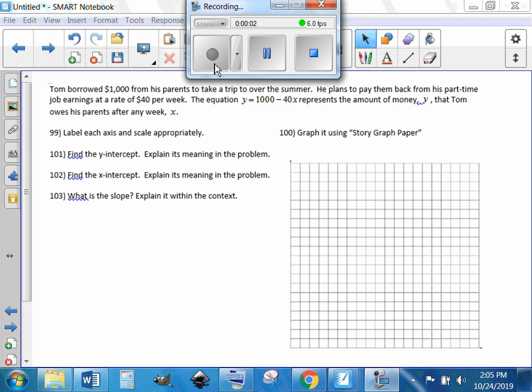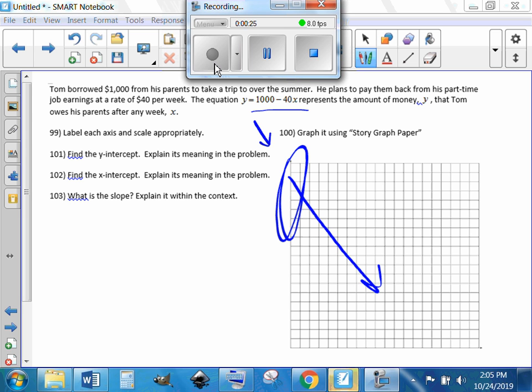When I'm labeling and scaling the axis, what I'm thinking about is where am I going to start on this axis? So what's the y-intercept? And then how am I moving? So for example, in this problem, my y-intercept is 1,000, and I'm going down. So that means when I scale my axis, I want the 1,000 to be somewhere near the top because my slope is going to be headed downwards.